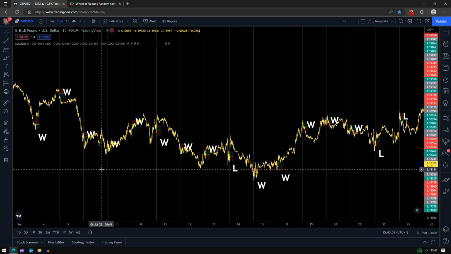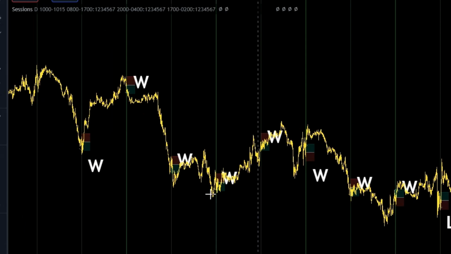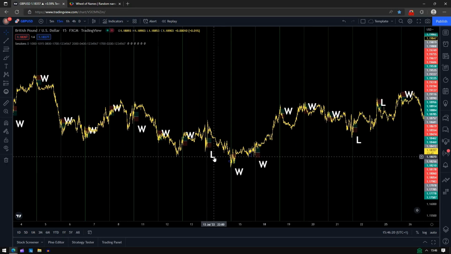So I've now done the backtesting for this method. As you can see here, on the 1st of July was when we started this trading method. Obviously the W means a win, that it hit the take profit, and an L means that it was a loss, so it hit the stop loss.